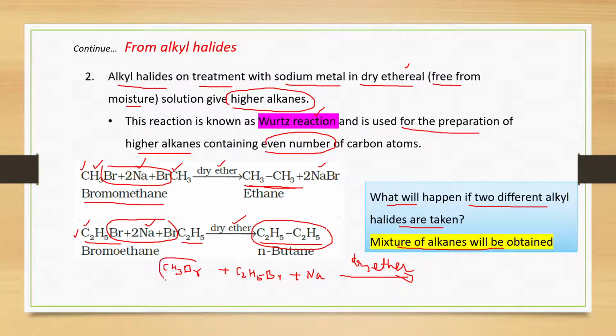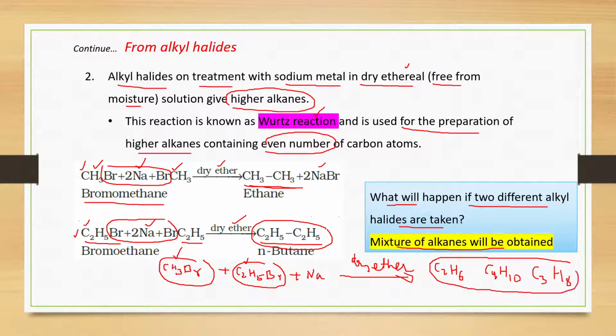Two molecules of CH3Br will react and convert into C2H6. Ethane is formed. Two molecules of C2H5Br react and convert into C4H10, that is normal butane. Now, when one molecule of CH3Br and one molecule of C2H5Br react, then we will get C3H8. So, we will get a mixture of alkanes. Again, this method is not suitable to get alkanes having an odd number of carbon atoms.